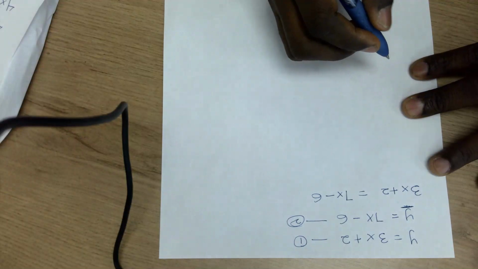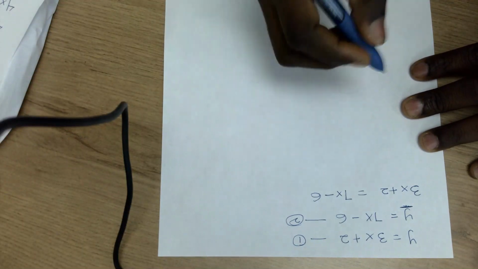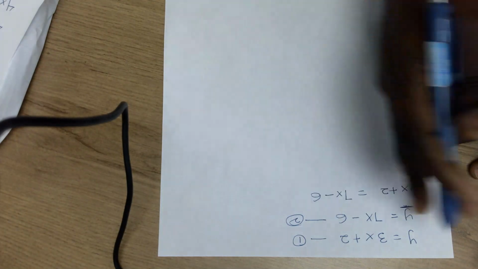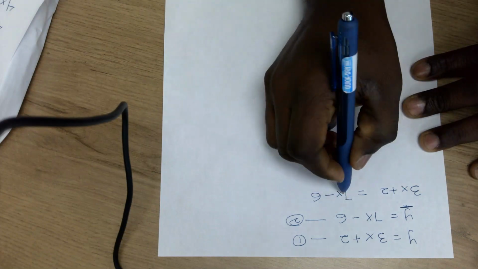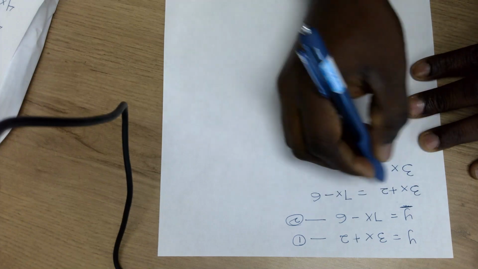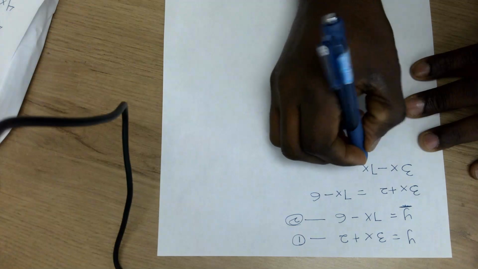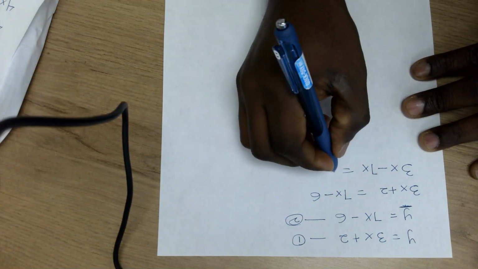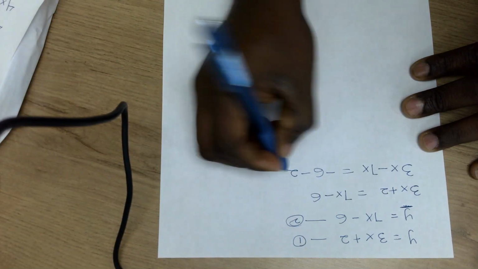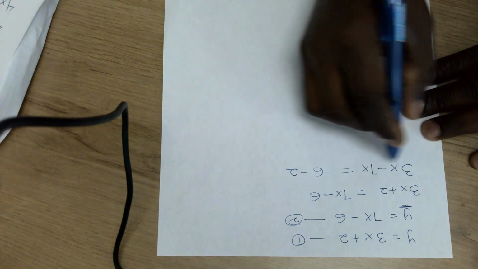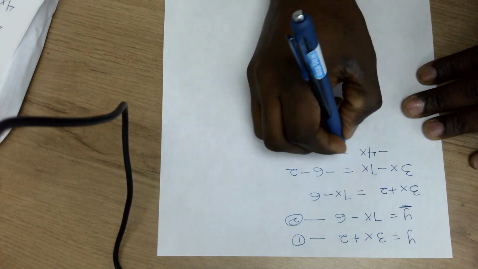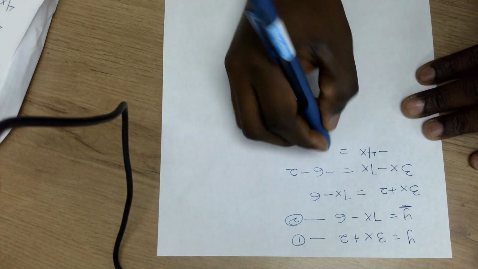All right, so at this point, I can group like terms. I want to bring the terms with x on the left side. So when 7x crosses the equal sign, it becomes minus 7x, equal to, don't forget we have negative 6 here already. Then 2 also crosses it, becoming negative 2. All right. 3x minus 7x will give me negative 4x equal to negative 6 minus 2, which will give me negative 8.